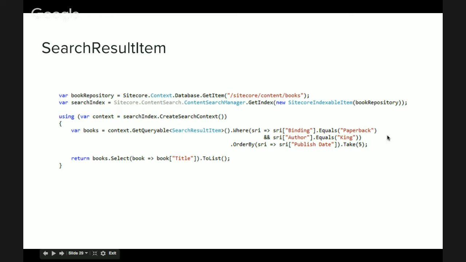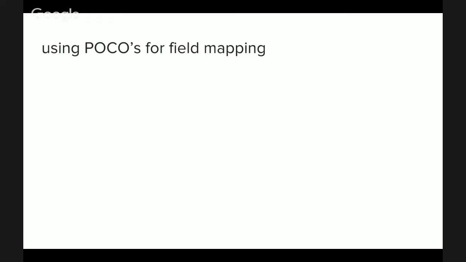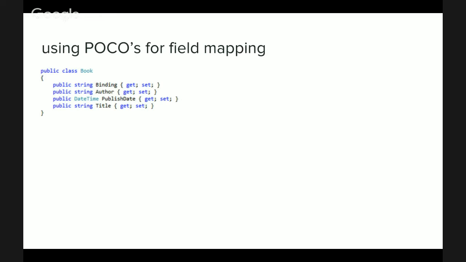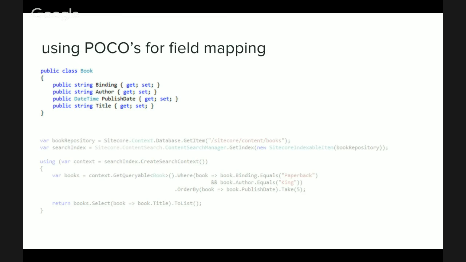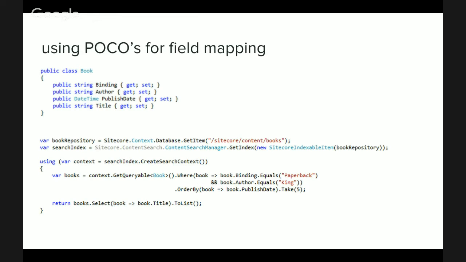So this is still a little kind of messy. We're still kind of loosely coupling here. We have binding. Binding is just a string we're providing. But we can tighten this up a little bit. If we define just a plain old C# object called Book, it's got a binding string, an author string, a DateTime field, a published date, and a string that's title. Now we can actually feed that in, and instead of requesting a search result item, in this case we're going to request a Book object back, and we can actually use that Book object in our LINQ query.